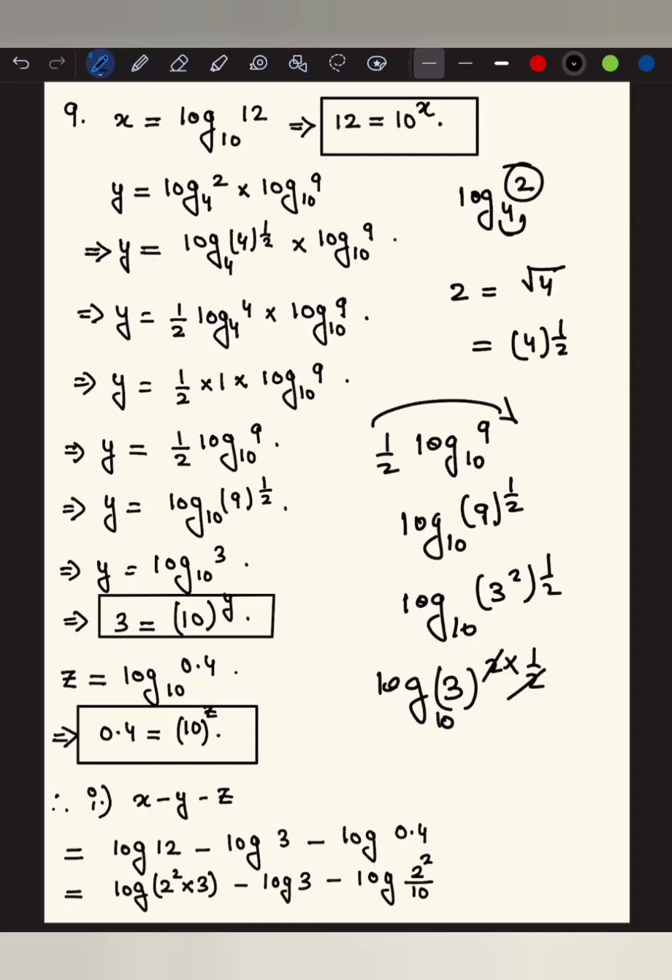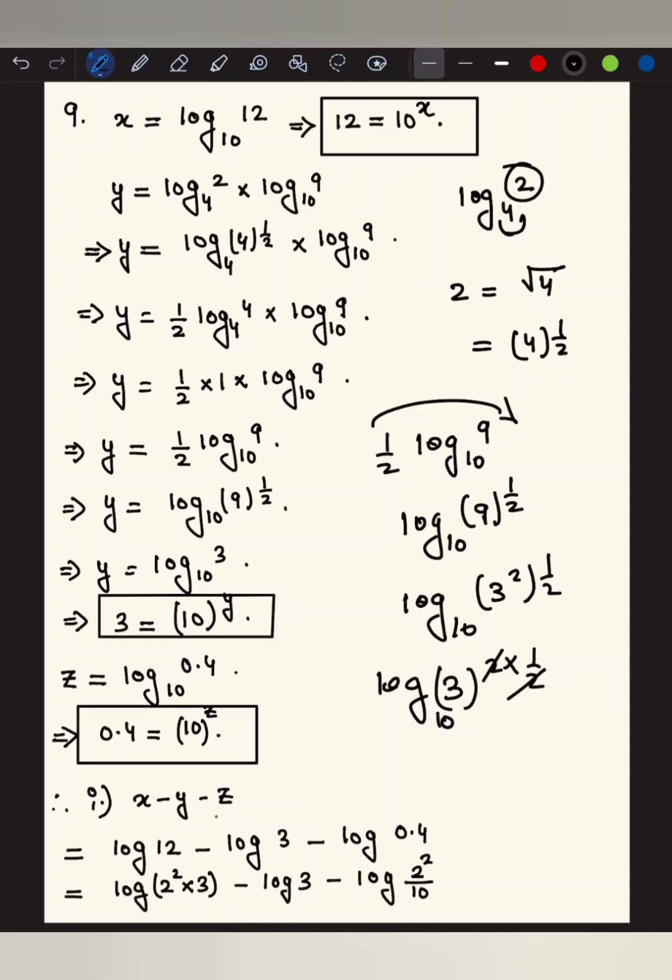Similarly, z is given as log 0.4 base 10. Therefore we can say that 0.4 is equal to 10 to the power z. Okay. Now we are asked to find the value of x minus y minus z. x minus y minus z. What is the value of x that we have got here is log 12. Okay.